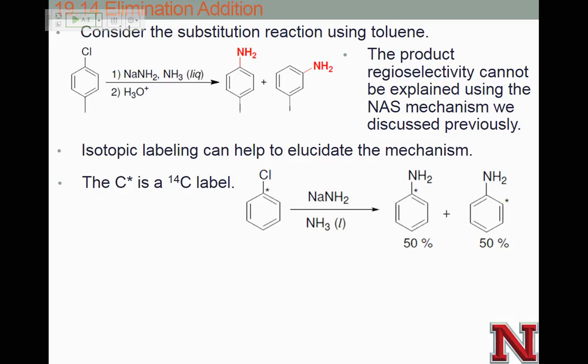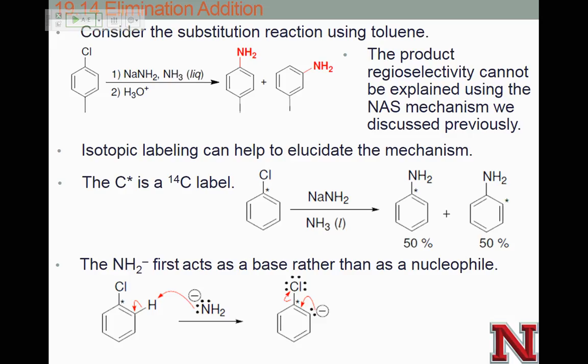Because it's going to have a different NMR shift because it's carbon 14 and not our typical carbon 12. So that's what we call isotopic labeling, and that's represented by the star. And with isotopic labeling, it was found that you got 50% of the reaction occurring where the isotope was labeled, where the leaving group was, and 50% at the adjacent carbon. So this suggests, again, a different mechanism than NAS.